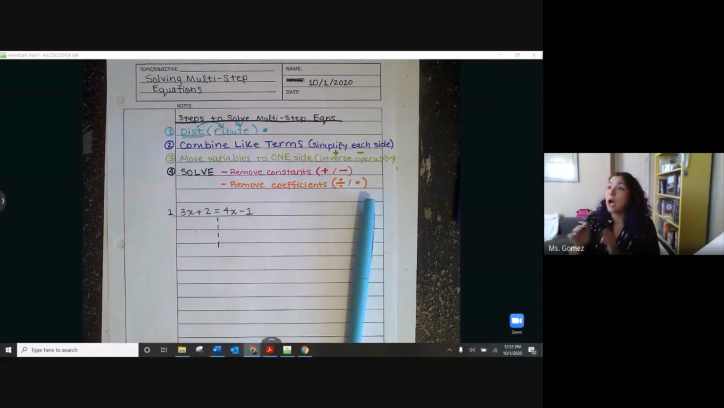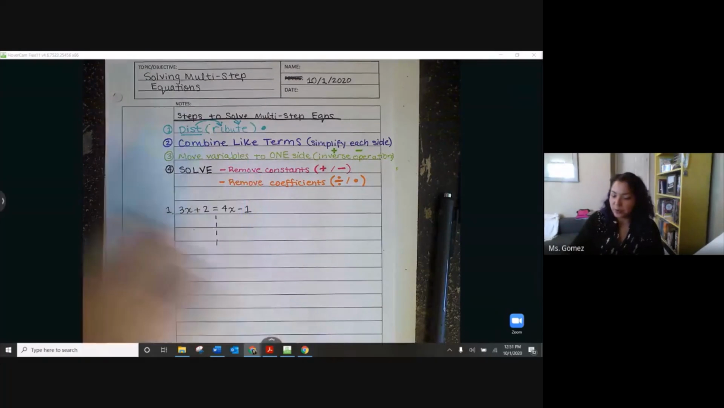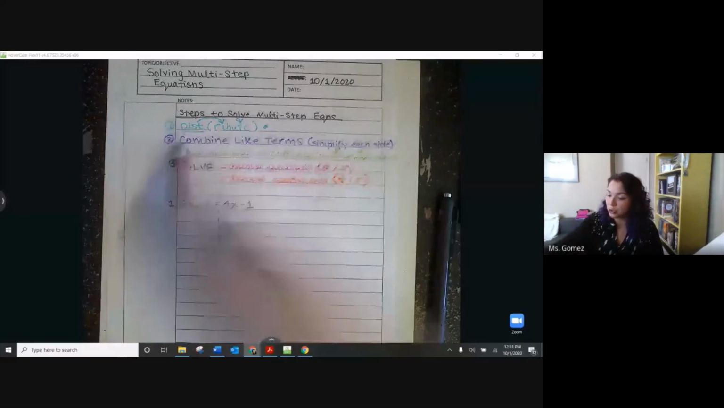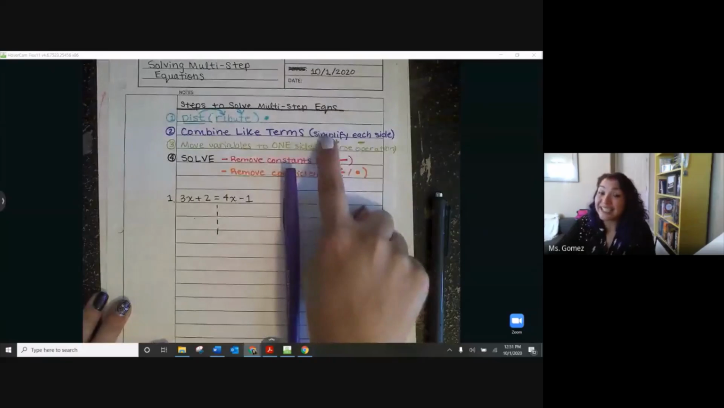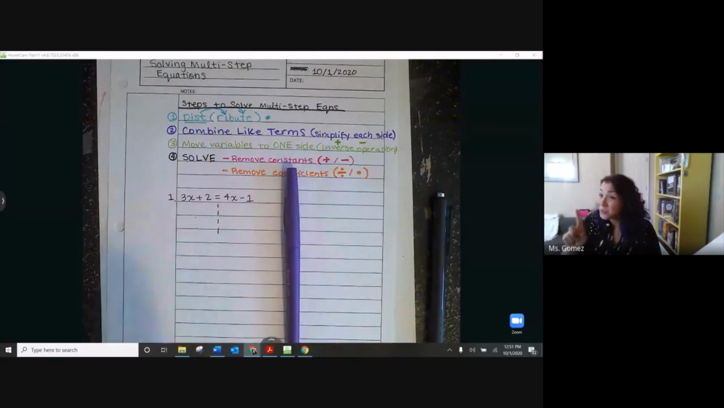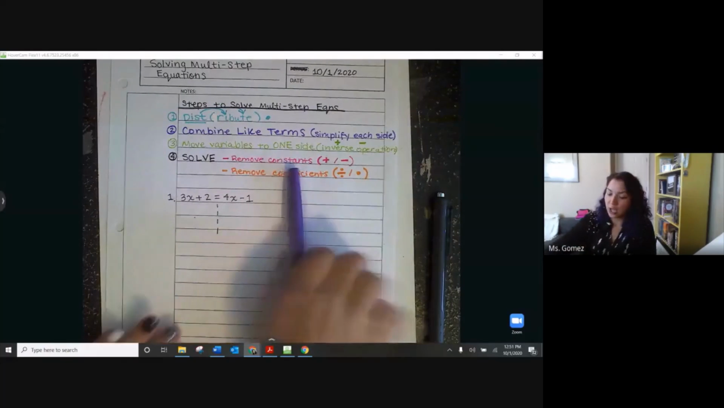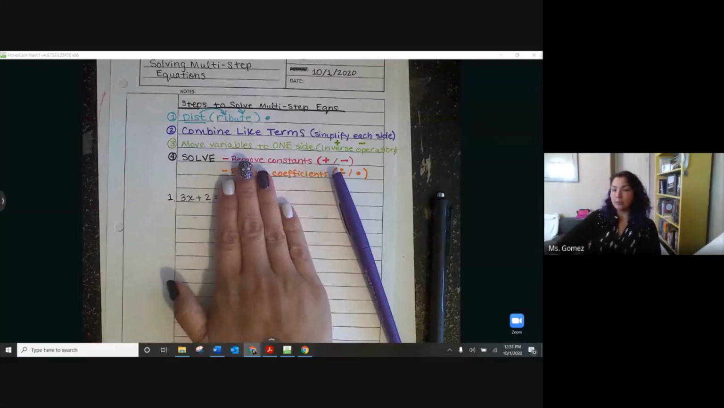Okay, so I agree with Ms. Montes, because I don't want to mispronounce your name, that we do not have to distribute, not on this one. So let's move on to combine like terms. Now, it specifically states on each side, and that's where people get confused. So I'm going to cover this side.